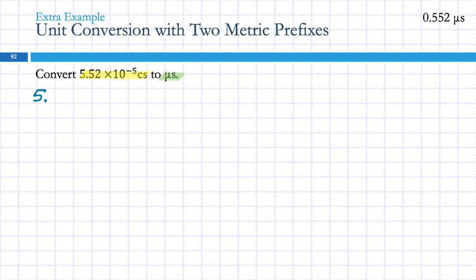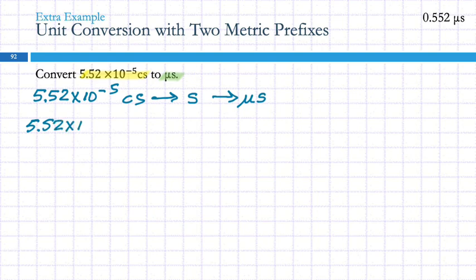So I'm going to start with 5.52 times 10 to the minus 5 centiseconds. And I'm going to microseconds. What I'm going to do is go to just naked seconds in the middle without a prefix. So I'm going to do it in 2 steps. So 5.52 times 10 to the minus 5 centiseconds. How many arrows? 2. How many fractions? 2.